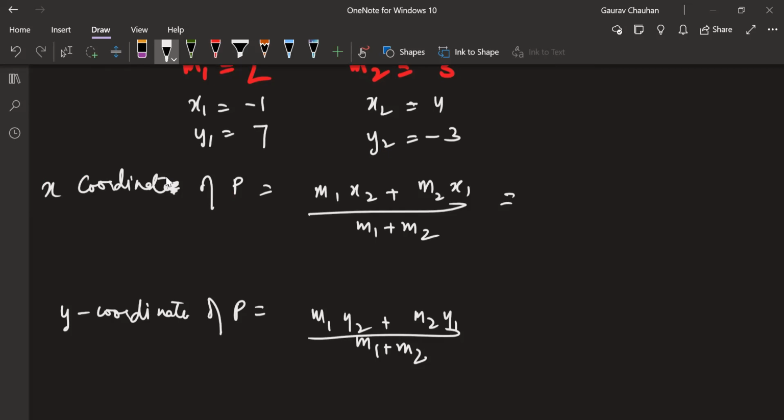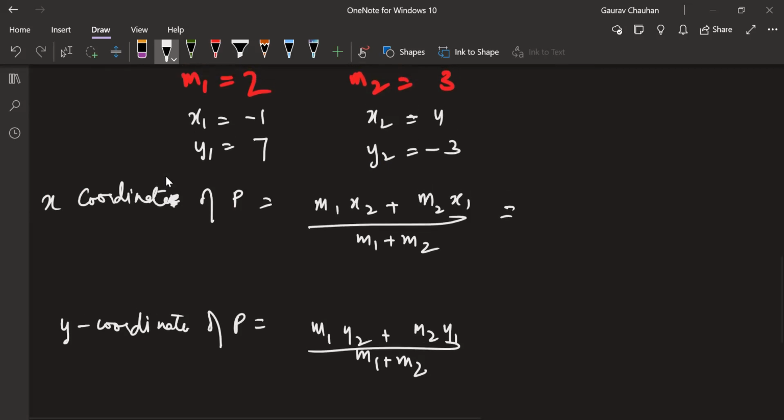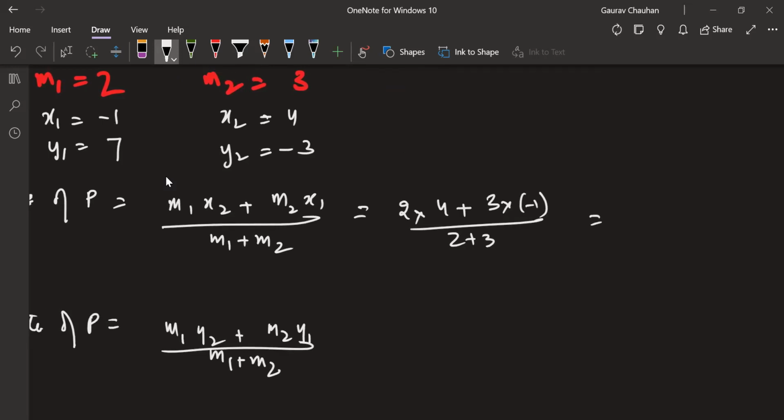Now I'm just putting values in the formula. I'm going to do it on the board. You can do it parallelly with me, and then you can check on the board. So 2 into x2 is 4, plus m2 is 3 into x1 is -1, by m1 plus m2 is 2 plus 3. That's equal to 2 into 4 is 8 minus 3 by 5, that's 5 by 5, that's equal to 1. So x is equal to 1.